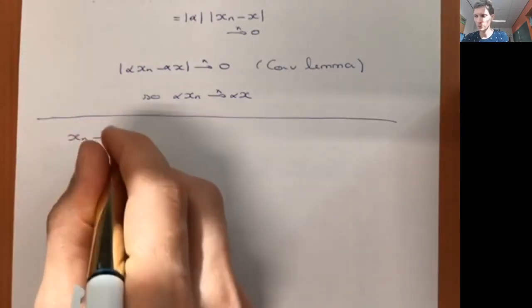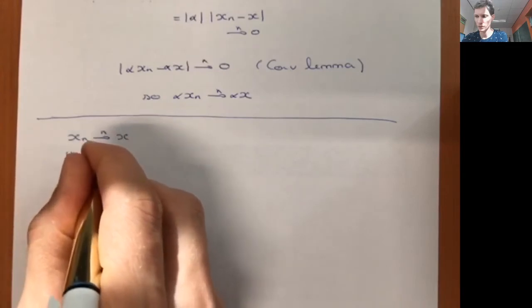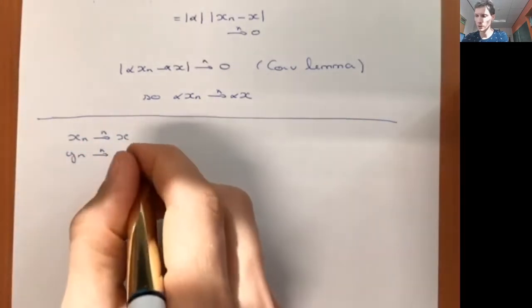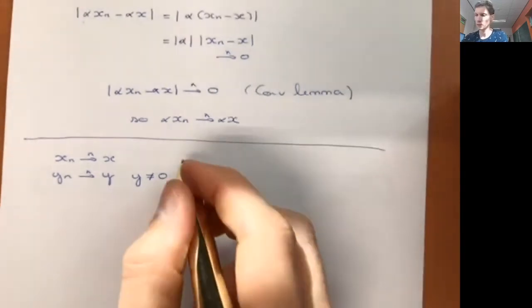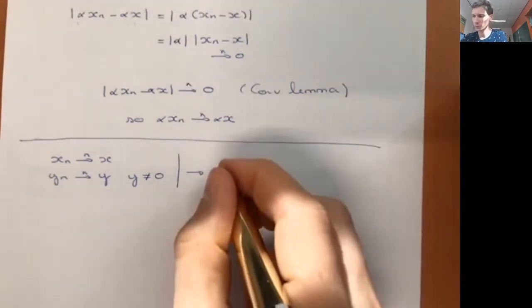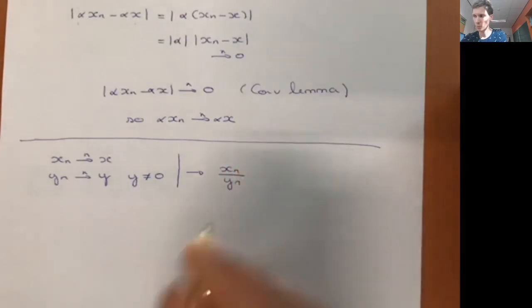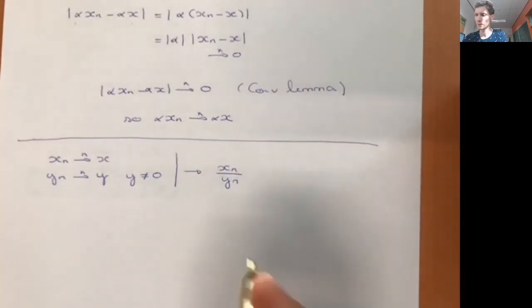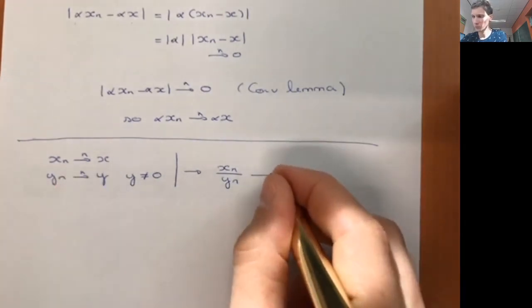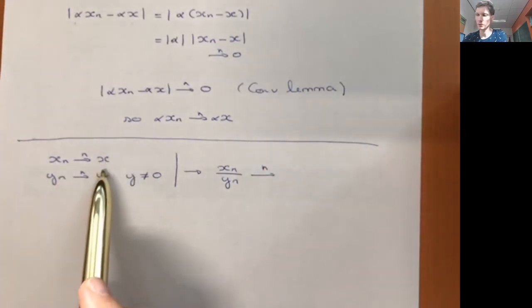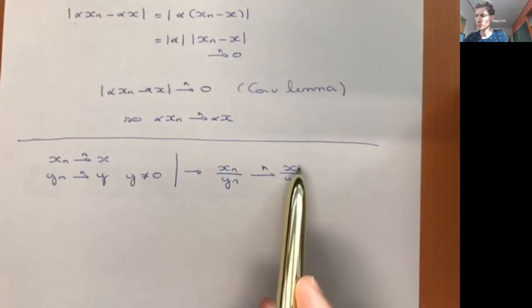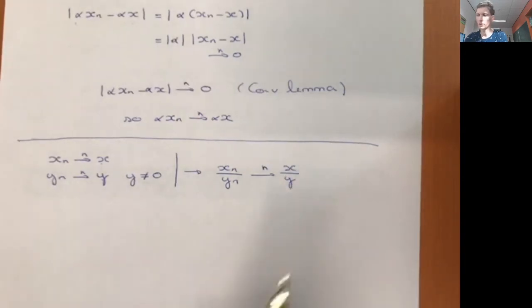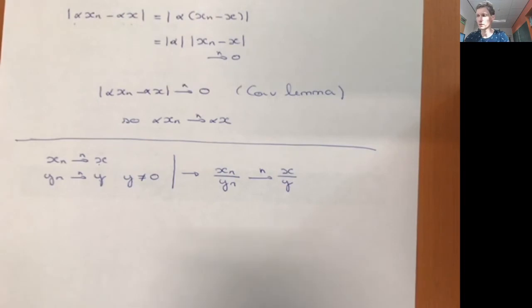We have a sequence xn converging to x, and a sequence yn converging to y, and here we assume that y is different from 0, and it will become obvious why we require this. Given this, we would like to look at the sequence xn over yn and show that it converges to, not so unexpectedly, the ratio x over y. So y has to be different from 0, otherwise you cannot divide x by y. Division by 0 is not well defined.